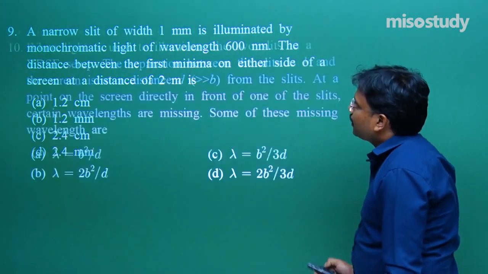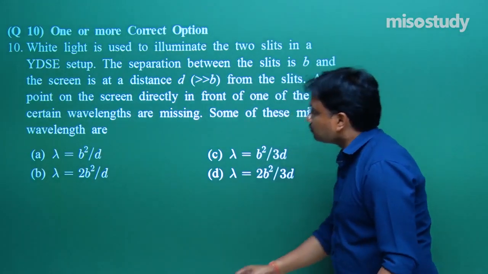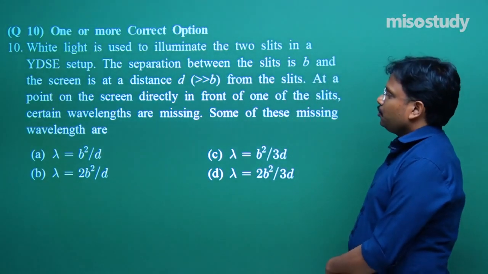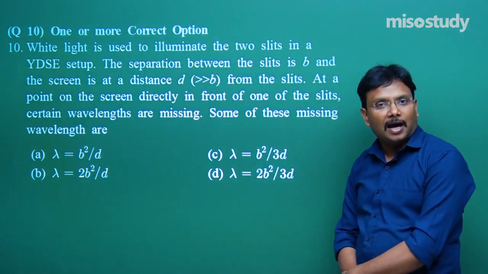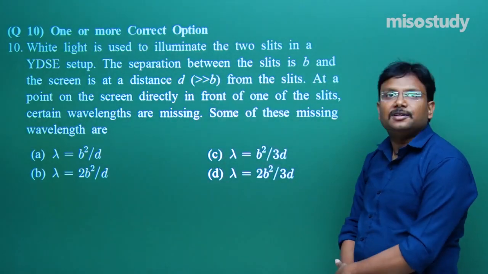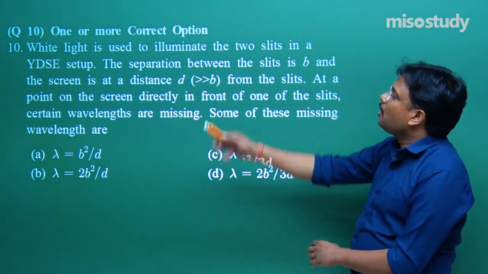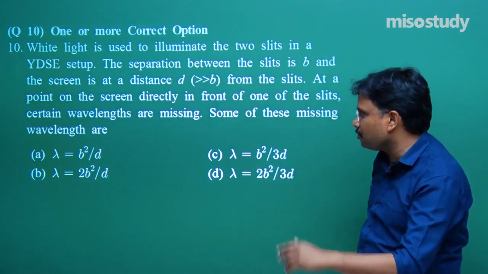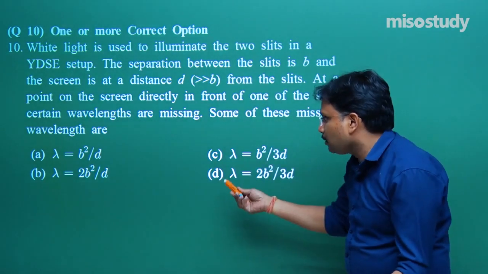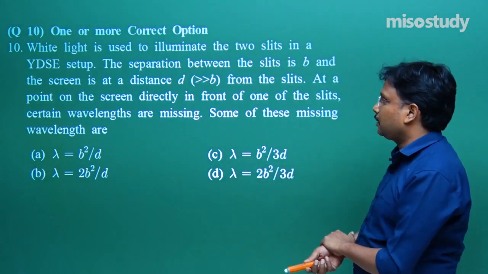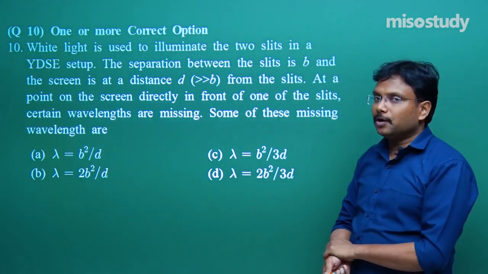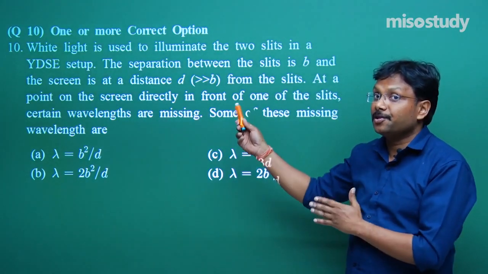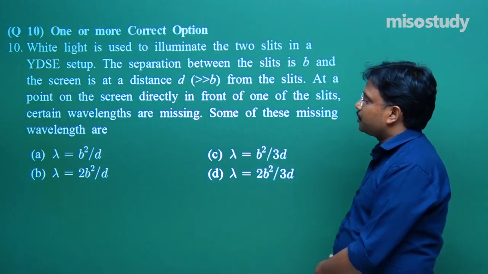Here comes your question number 10. Now, this question, as you know, they asked different types of questions. So, this question comes in the category of what? That is one or more correct options. Out of these four, it is possible that either one is correct or more than one is correct, because the second category of the questions is from this side. Let us read the question.